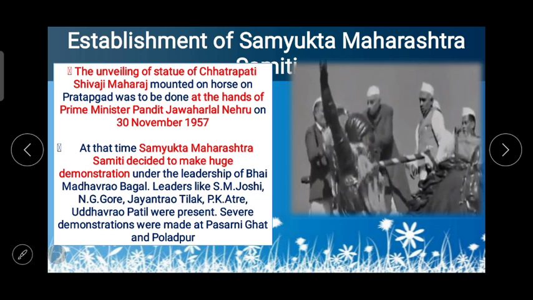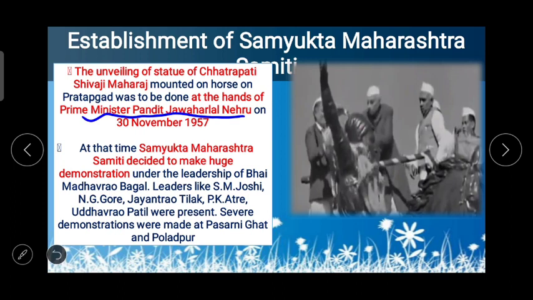The unveiling of statue of Chhatrapati Shivaji Maharaj mounted on horse on Pratapgarh. Now, you people already learnt about this in the history of 7th standard and in 4th standard also. So, the unveiling of statue of Chhatrapati Shivaji Maharaj mounted on horse on Pratapgarh was to be done at the hands of Prime Minister Pandit Jawaharlal Nehru on 30th November 1957.